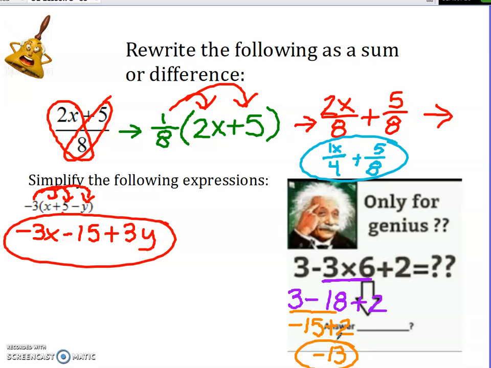So that's what you would have posted on that social media comment section if you saw this problem. Just using PEMDAS, you should have done -13. All right, hopefully that review went okay for you.